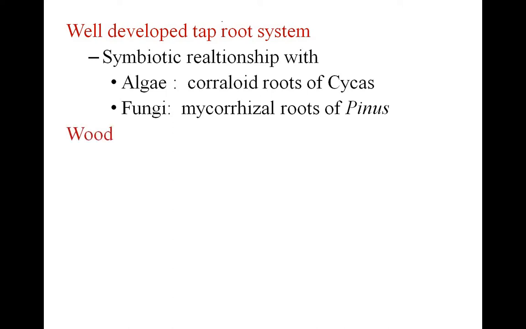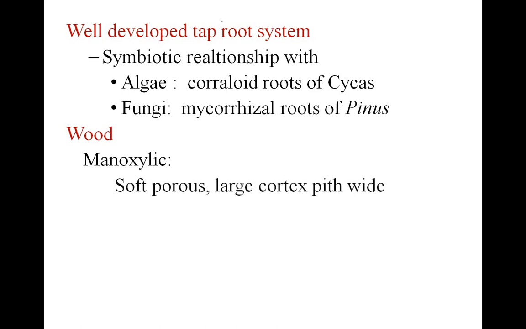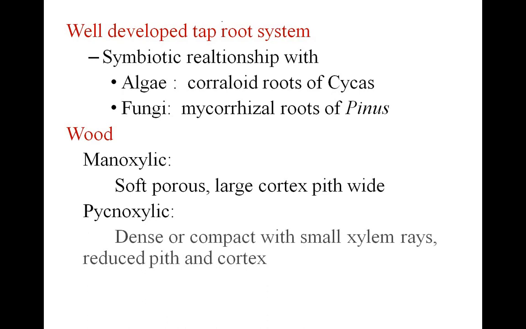Then two types of woods have been observed in Gymnosperms. One is manoxylic, that means soft and porous with large cortex and wide pith, and another wood type is pycnoxylic, where they are with dense as well as compact wood with small xylem rays, reduced pith and cortex. They are with an erect stem, sometimes branched or woody, and in Zamia there is an exception, that is it is tuberous.